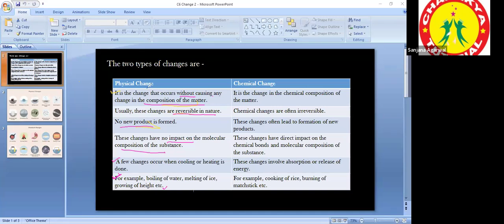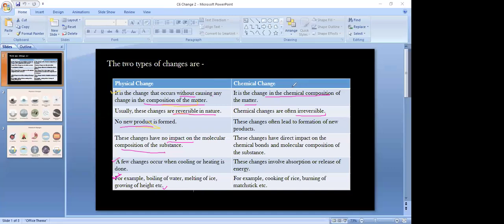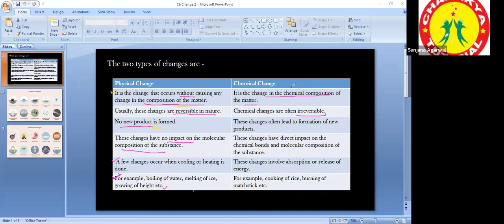Like physical change occurs without causing any change in chemical composition, chemical change is the change where the chemical composition matters. That means in this change, the composition is actually being changed. Chemical changes are often irreversible. Now there are a lot of examples: cooking of food, ripening of fruits. State more examples. Burning of matchstick. Ma'am, burning of a candle. Burning of candle, right. Ma'am, rusting of iron. Rusting of iron, very good.